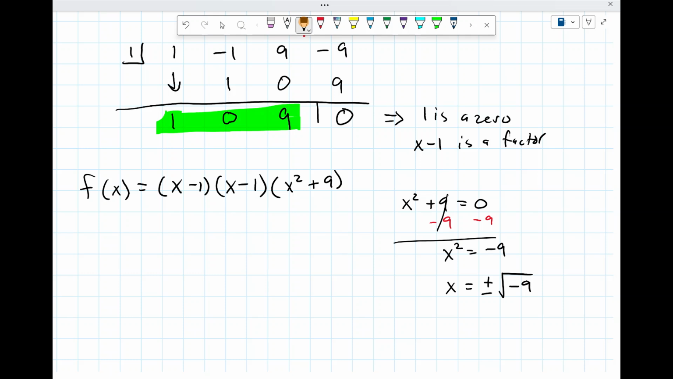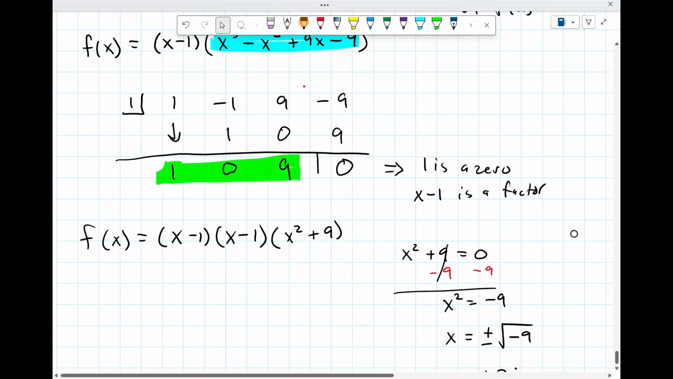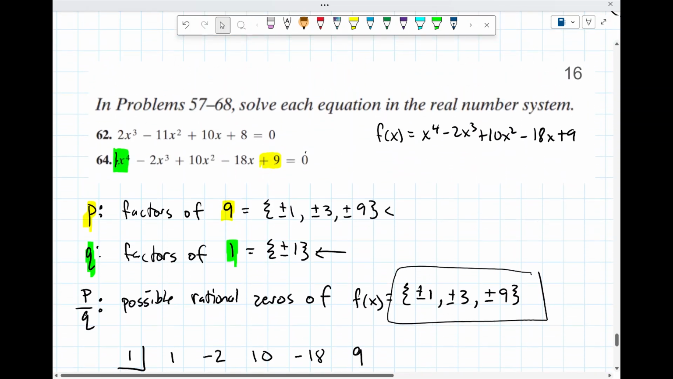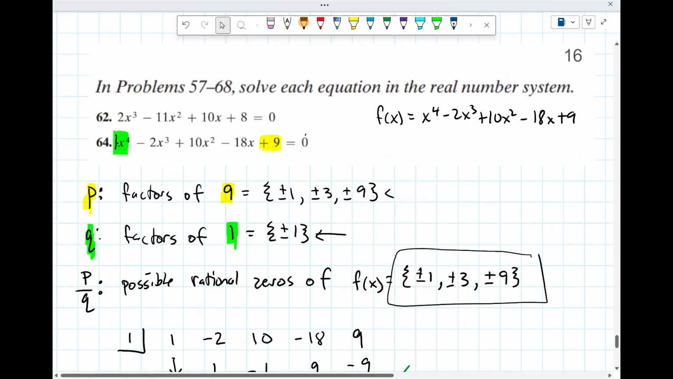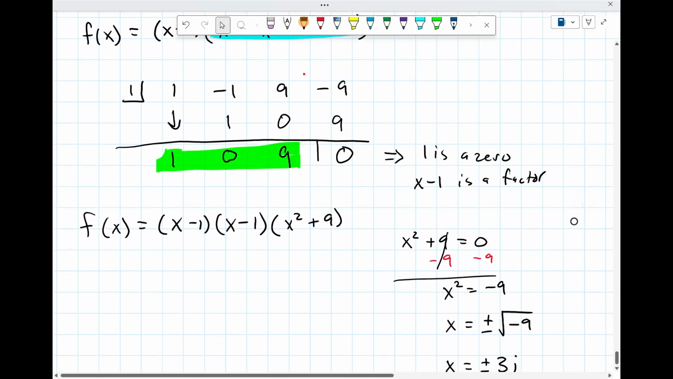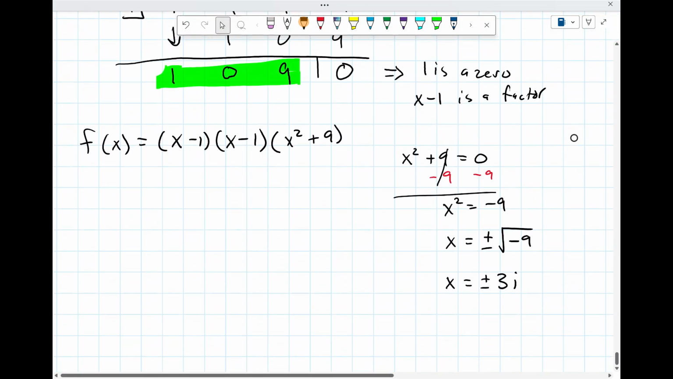Now, as you can see, we end up with a negative square root, which means that this is not a real number. It is a complex number. In fact, if we simplified it, this would be equal to plus or minus 3i. However, if you look at the instructions, in this case, it says to solve each equation in the real number system. So since this is not a real solution, we aren't going to count that.